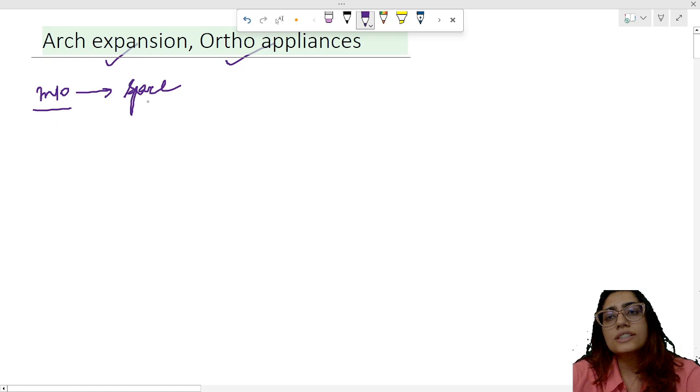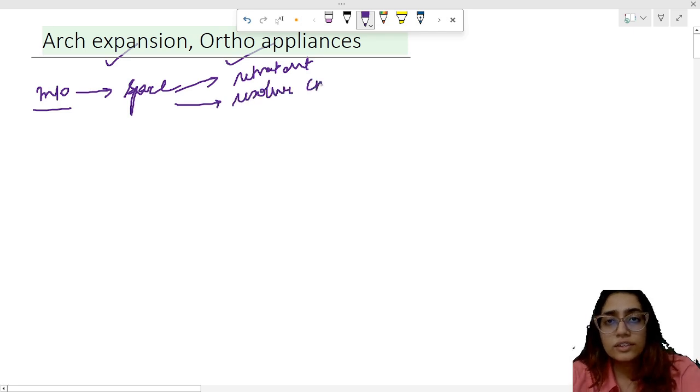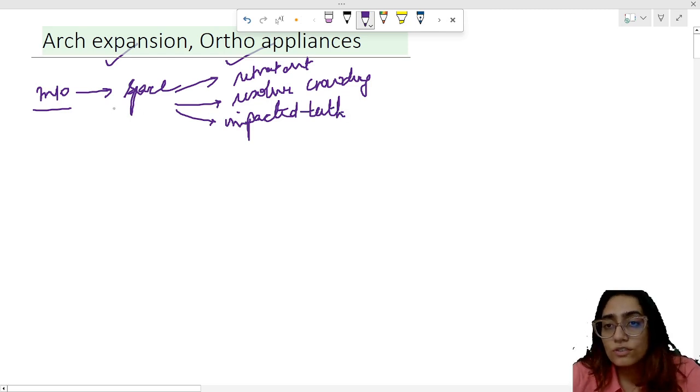Now this space can be required if we want to retract the anteriors, if we want to resolve the crowding, right? And many a times we also have a number of impacted teeth. We have cases with impacted teeth, and to bring these impacted teeth in the arch we require space. So we'll discuss the modalities which can give us space.